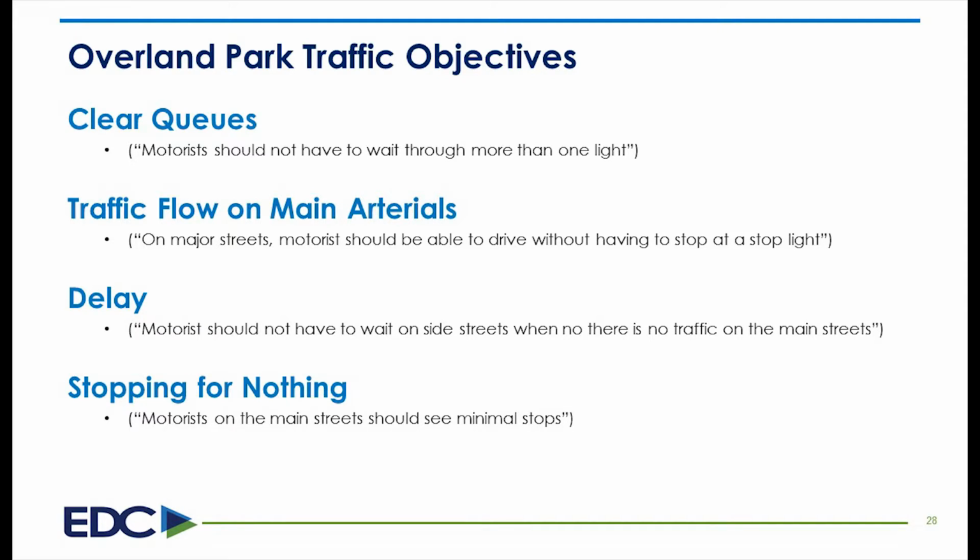For us in Overland Park, our most important thing is to clear queues. So we always want to make sure people get through the light. The next most important thing was traffic flow on our main arterials. We always want people to be able to get through a series of lights and hit green lights as they go down the road. The third thing was delay. We're trying to avoid delay. And the last thing, which ends up causing us more grief than anything, is stopping for nothing. As we've actuated all of our intersections in Overland Park, in the middle of the night, if someone has to stop at a light where they didn't think they have to stop, they'll typically call me and say, that's not working.